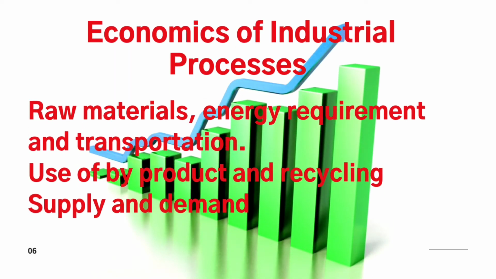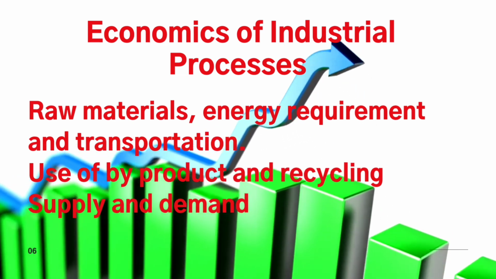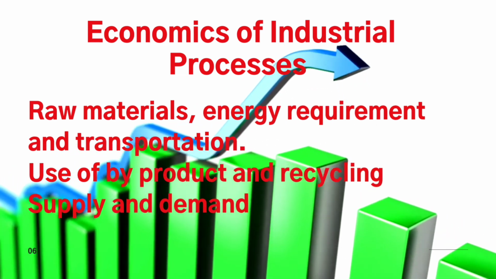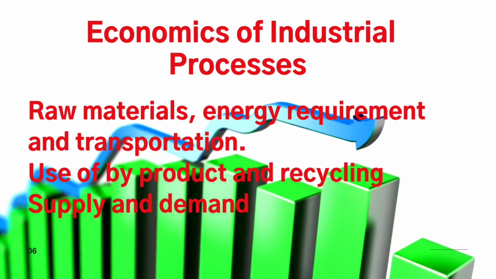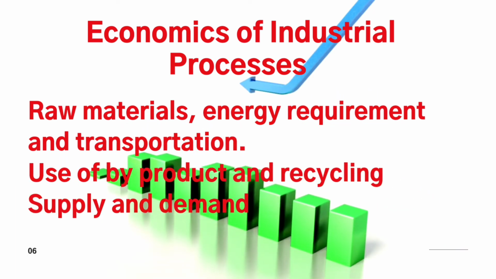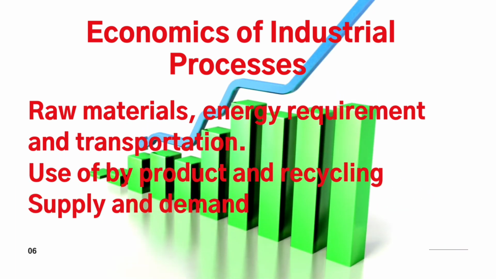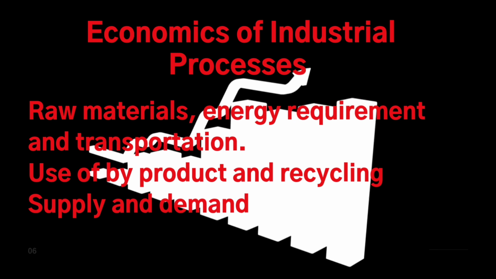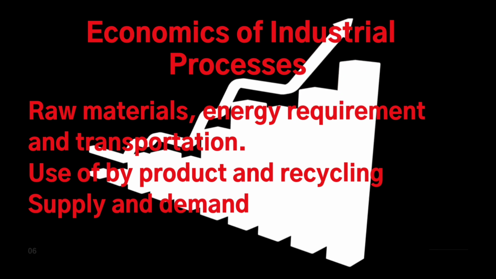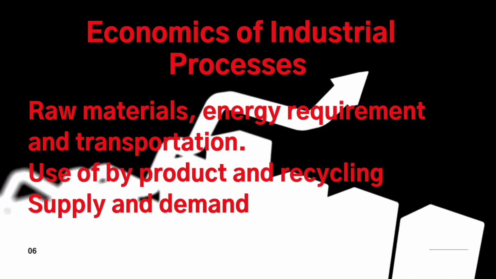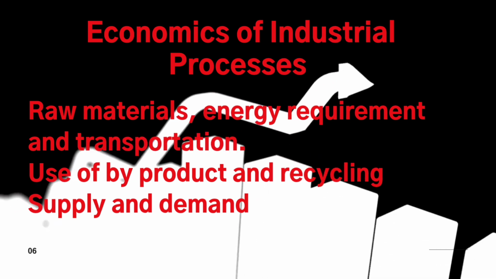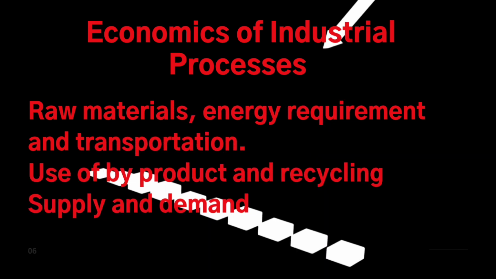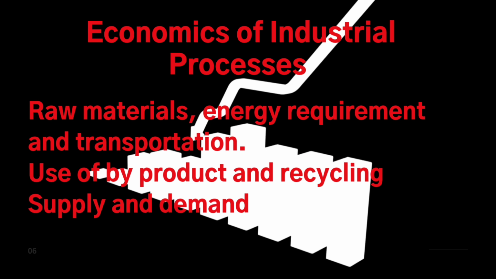Economics of industrial processes. You have raw materials, energy requirement, and then transportation. Your industry must have the following: there must be availability of raw materials, enough energy requirement, and then there must be transportation to bring in raw materials and send out finished product. Then the material you are producing must be able to undergo recycling to reduce the waste and save natural resources. Then the supply and demand chain must be balanced.